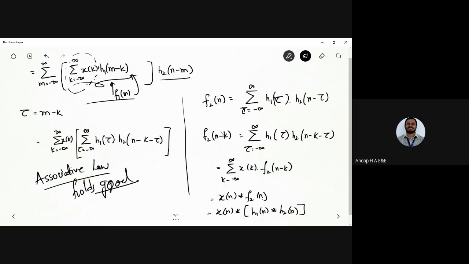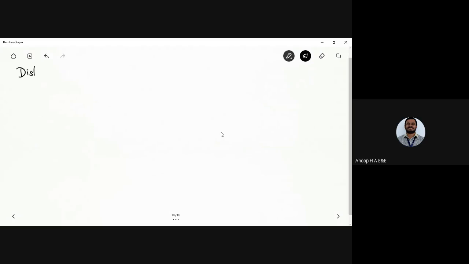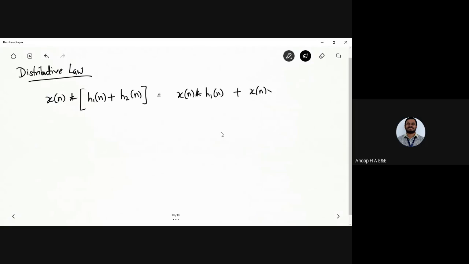Okay, so you have to practice it again and again to get a good understanding of it. So the associative law holds good for the function, right? So next, a quite simple one, that is the distributive law. Where you will have a signal x of n that is convoluted with the sum of the signals, h1 of n plus h2 of n, that would be equal to x of n convoluted with h1 of n plus x of n convoluted with h2 of n, right?